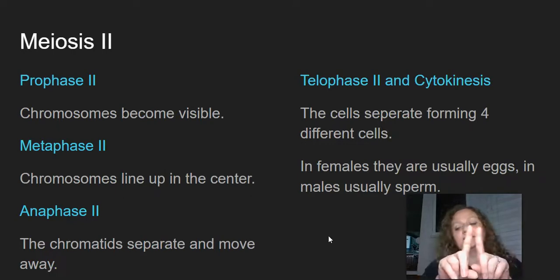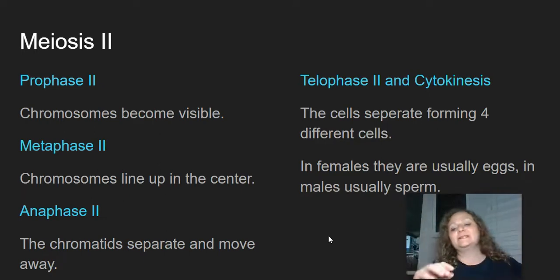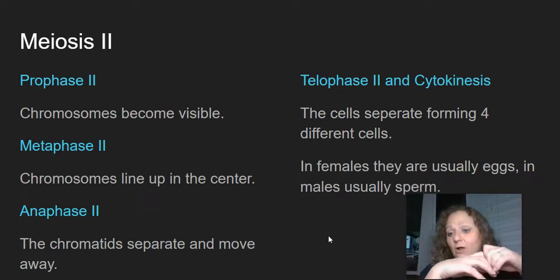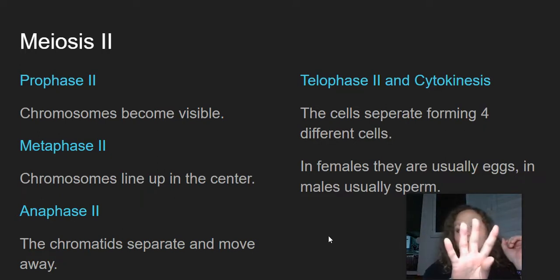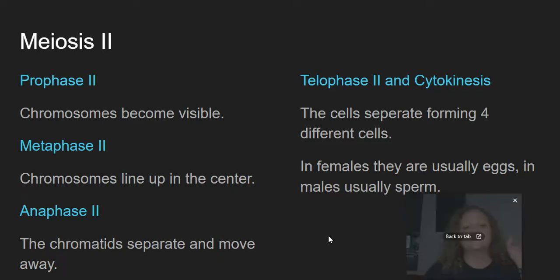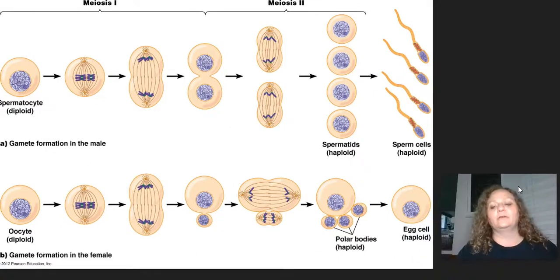Anaphase 2, the chromatids separate and move away. Telophase and cytokinesis, we're actually going to separate all the way. And because this is happening in both of the cells we created in meiosis 1, at the end we get 4 cells that are different, which is what we're looking for. So for all of you who kind of followed this and now you're just a little bit confused, let's look at the picture. It might make a little bit more sense.